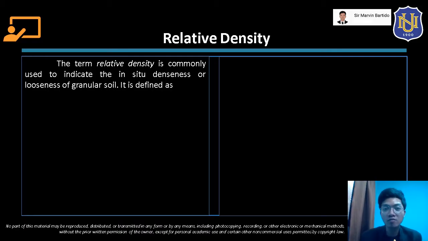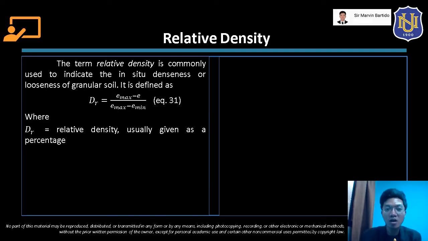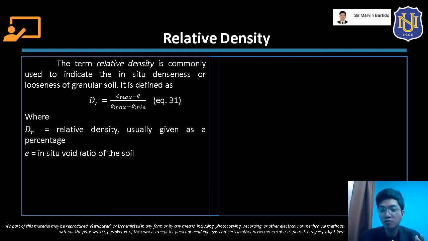So to solve the relative density, we can use this formula. D sub R is equal to E sub max minus E over E sub max minus E sub min, wherein D sub R is the relative density. So yan class yung notation natin for relative density, and this is usually given as a percentage. And then yung E, that is the in situ void ratio of the soil. So yun class yung void ratio niya nung lupa na nasa site.